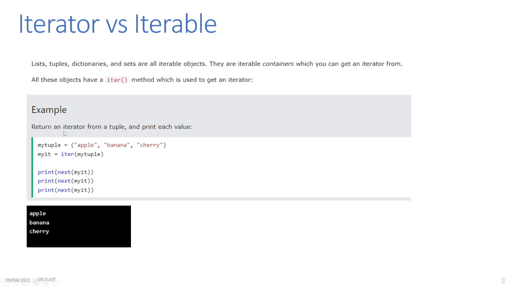So, return an iterator from a tuple and print its value. My tuple is equal to apple, banana, cherry. My iterator is equal to iter of my tuple. So this returns the iterator, and the tuple is an iterable object. So we print next my_it, print next my_it, print next my_it. So it will print apple, banana, and then cherry.